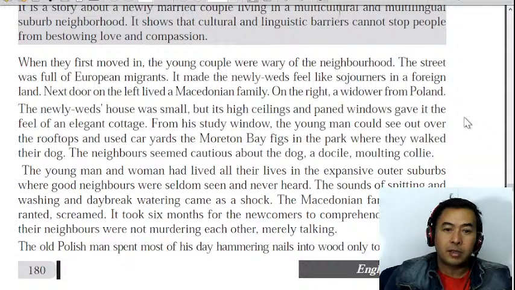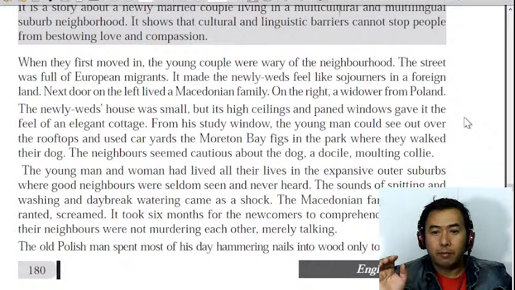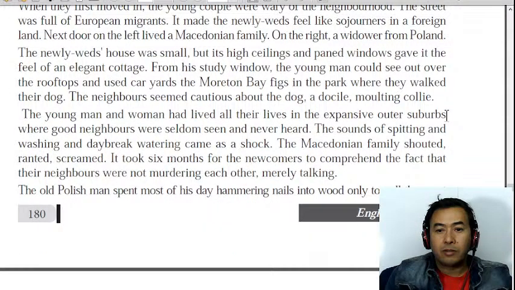From his study window, the young man could see out over the rooftops and used car yards the Moreton Bay figs in the park where they walked their dog. The neighbors seemed cautious about the dog, a docile, moulting collie. The young man and woman had lived all their lives in the expansive outer suburbs where good neighbors were seldom seen and never heard. The sounds of spitting and washing and daybreak watering came as a shock.